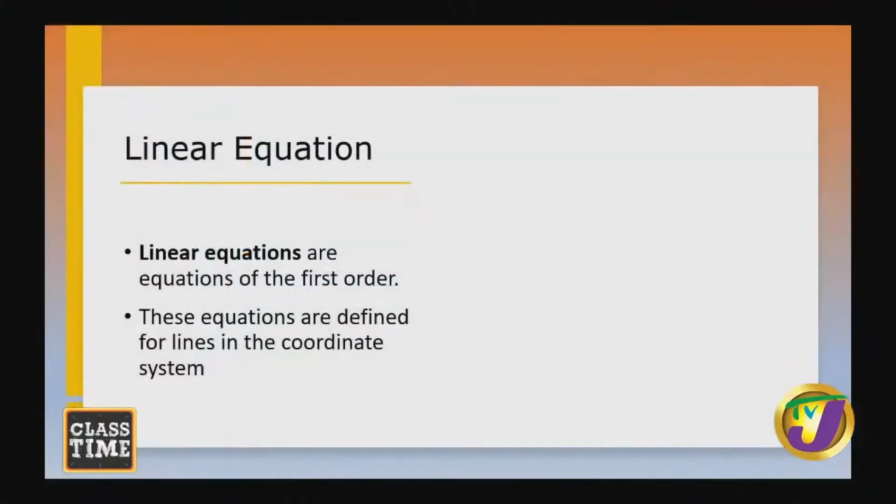And these equations are defined for lines, as the name suggests, linear, in the coordinate system. These are some examples: y = 2x + 1, 5x = 6 + 3y, and y/2 = 3 - x. We notice that, as it says, they are all of the first order. None of the terms are raised to any power greater than 1.